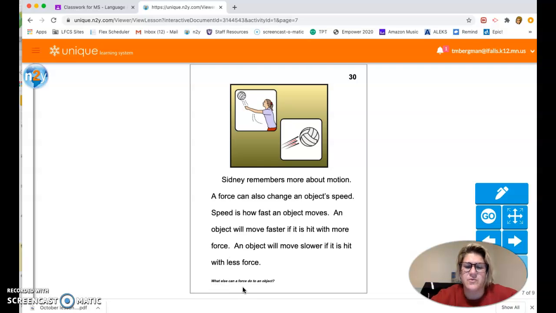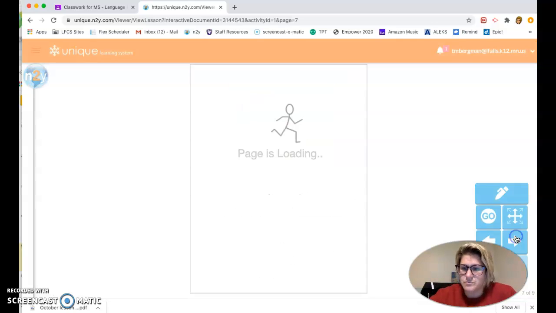So what else can force do to an object? So it can change the direction, and then it can also change the speed, okay? So think about that. If you throw something and it hits into a wall, right, it's not going as fast anymore. It's changing the speed. It also is changing the direction, but it's also changing the speed. So force can do that.